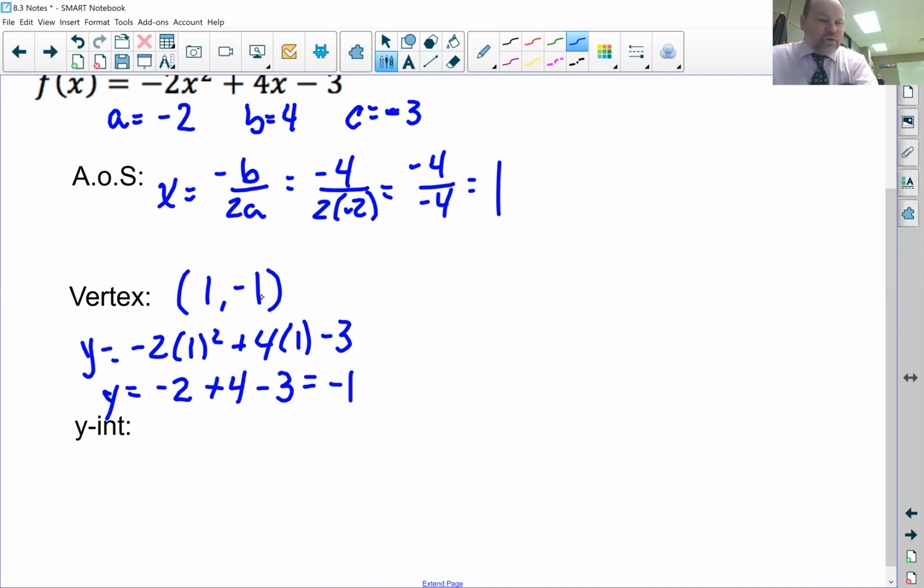Last thing we want is the y-intercept. And if we know what C is, the y-intercept is pretty straightforward. It's whatever our value is for C with 0 as our x-coordinate. So 0, -3 for our y-intercept. Questions on that one?